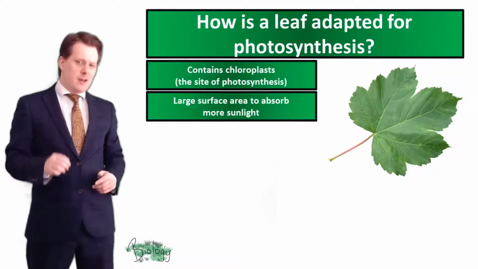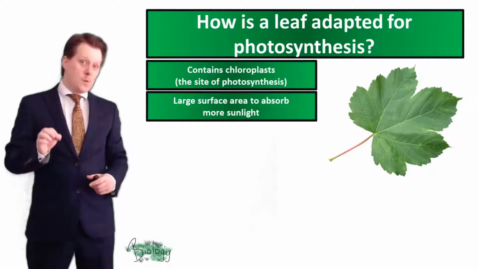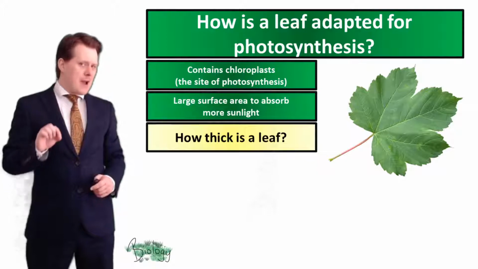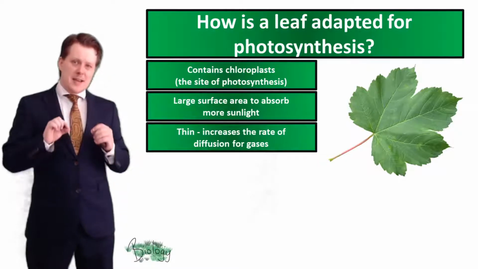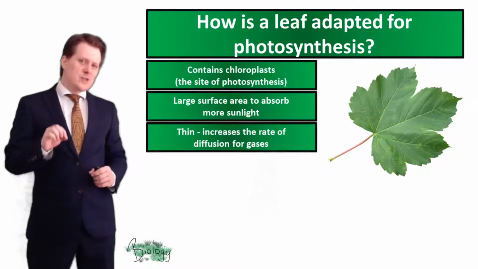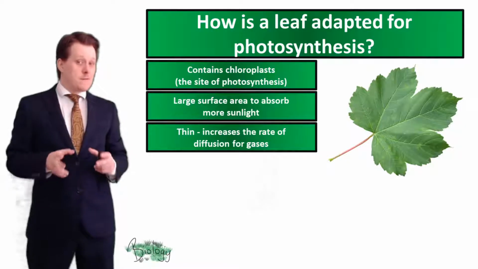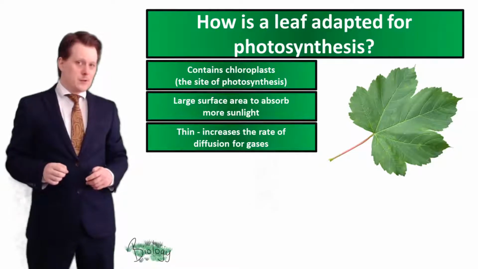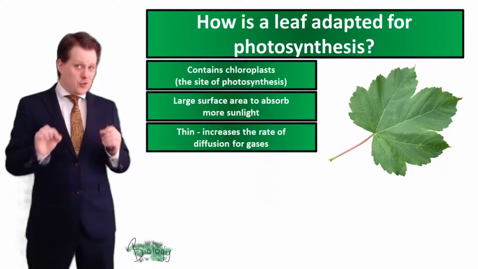It has a large surface area, so it can absorb more sunlight. And if you think about how thick a leaf is, they are incredibly thin. This increases the rate of diffusion for the gases involved in the photosynthesis reaction. So the carbon dioxide coming in and the oxygen going out.